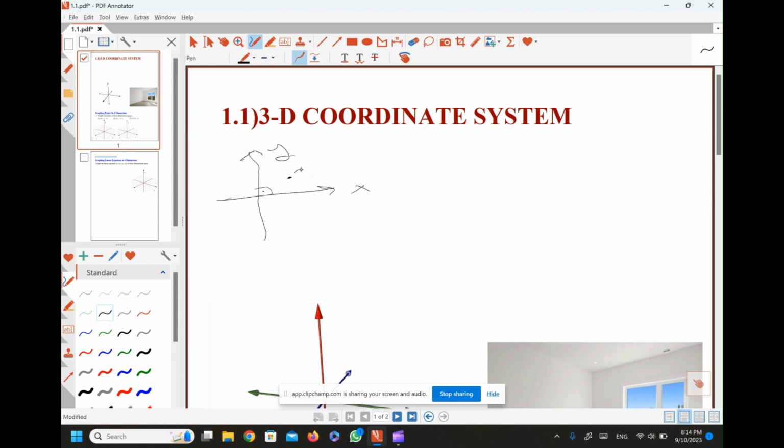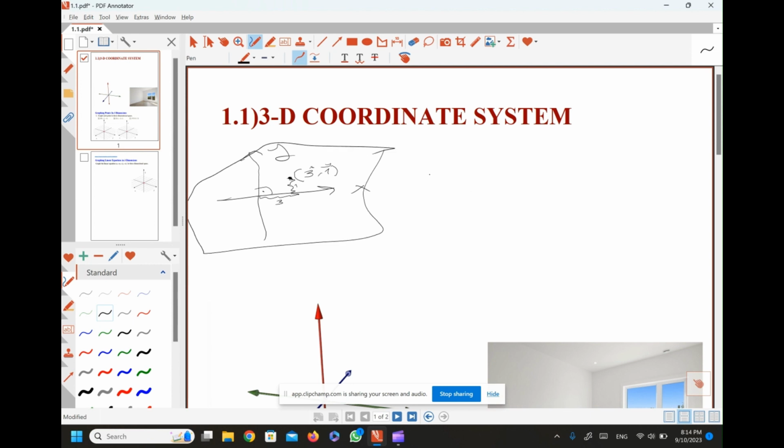So we determine each point in two-dimensional coordinate system by using an ordered pair. Let's say 3, comma 1. So that 3, the first number represents x coordinate, the second number represents y coordinate. So this means we should go 3 units along the x-axis and 1 unit along the y-axis. So this is how you plot the point on two-dimensional coordinate system. So this is already what you learned before.